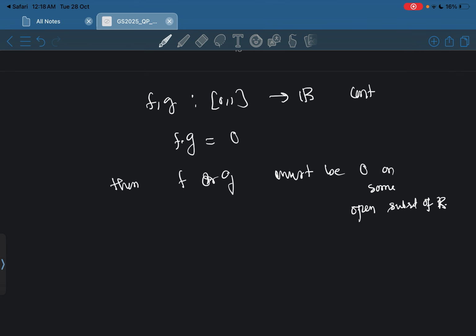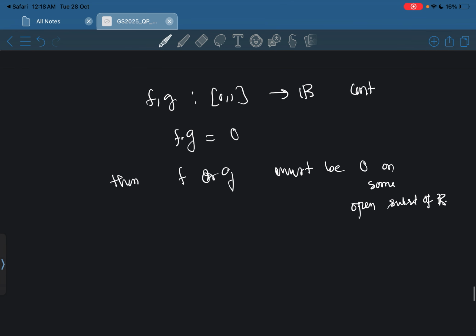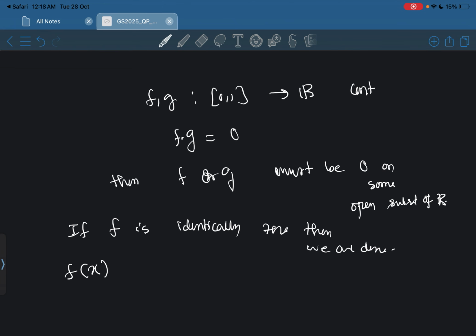Observe one thing. If f is identically 0, then we are done. Why? Because if f is identically 0, then you can take any open subset inside 0 comma 1, and that will give us the answer, right? So we may assume that f is not identically 0. That means f of x is not equal to 0 for some x, or I should write x naught, right?